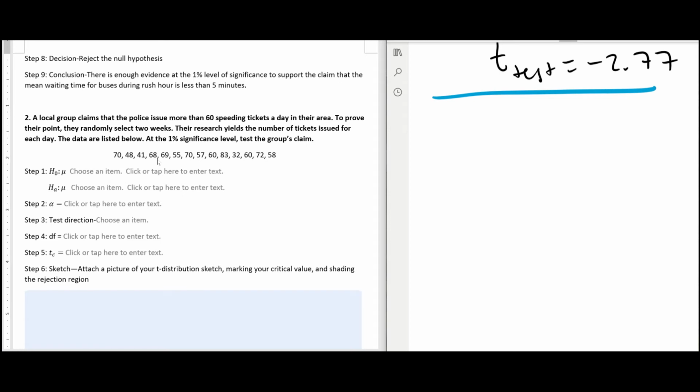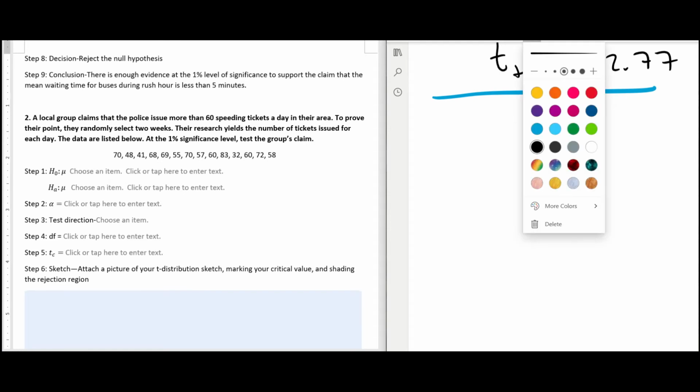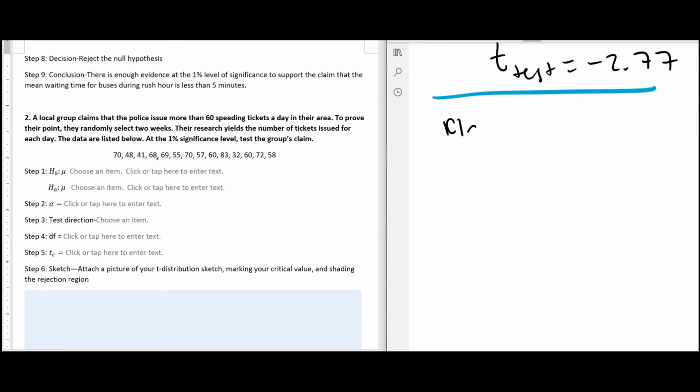So according to this problem, the claim by the police is that they issue more than 60 speeding tickets. So that means that the average number of speeding tickets is greater than 60. Now that's a statement of inequality. So that actually belongs to the HA or H1.